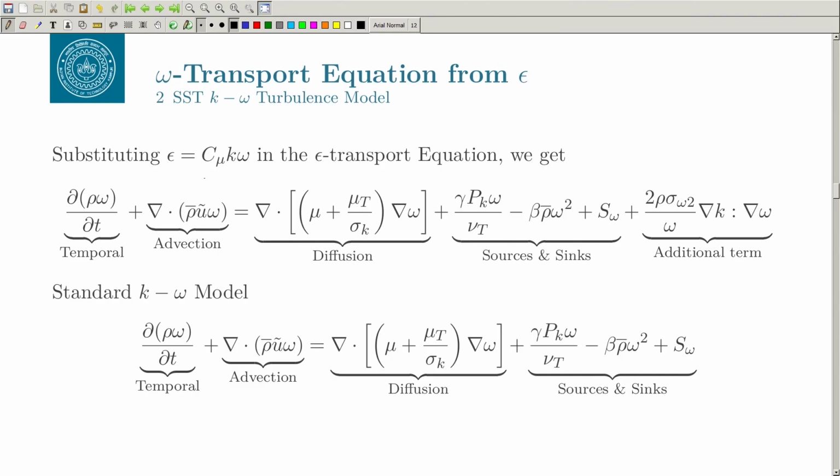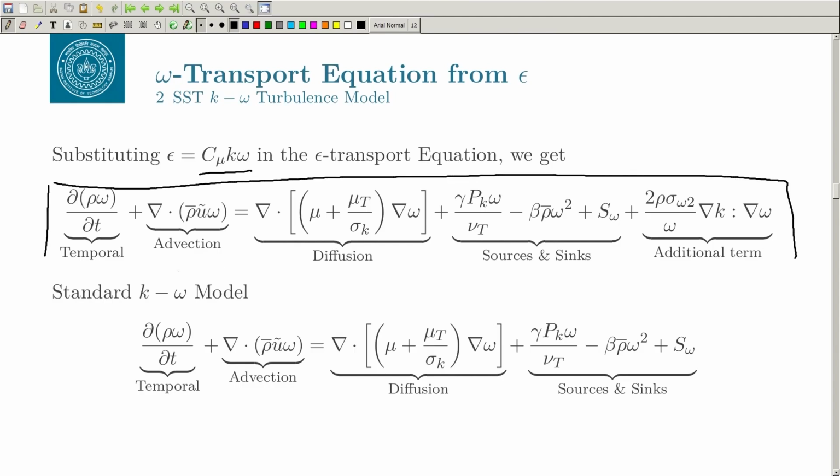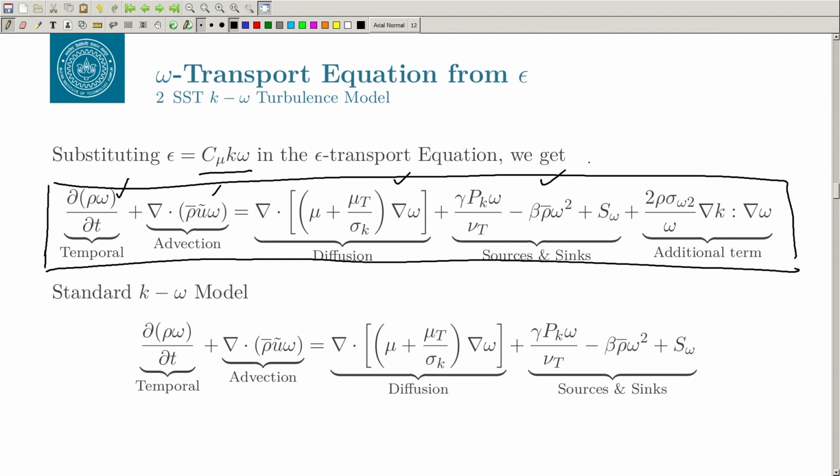Remember, we are using the epsilon equation from the k epsilon model and putting epsilon equal to c mu k omega. This gives you an equation; of course, you have to do some manipulation there and take the help of the k equation that you already have. So, this is the equation that you are going to get. Now, this term is there in your k equation also, this is also there in the k equation, this is also there, but this is the term which is not there in the k equation.